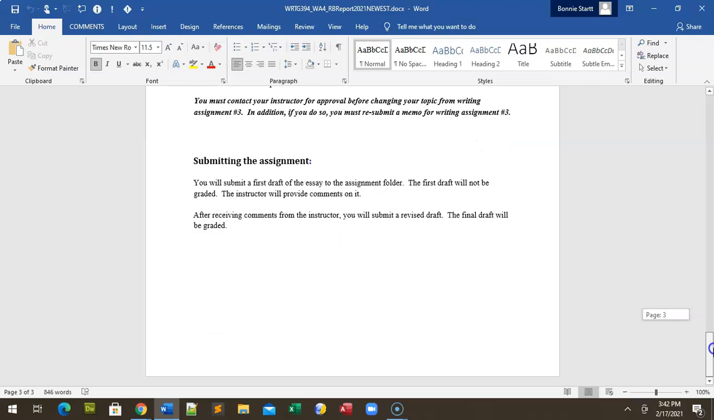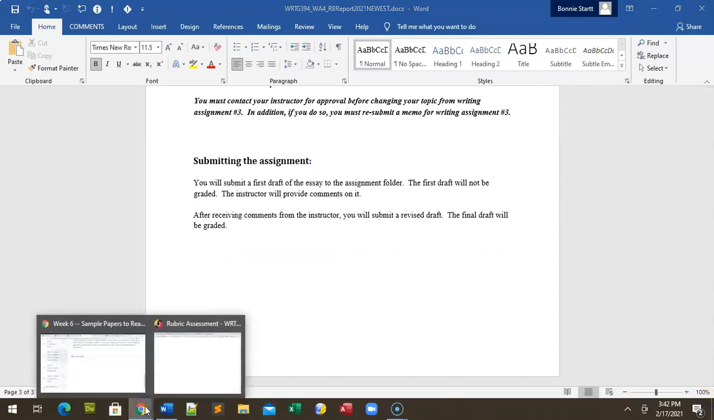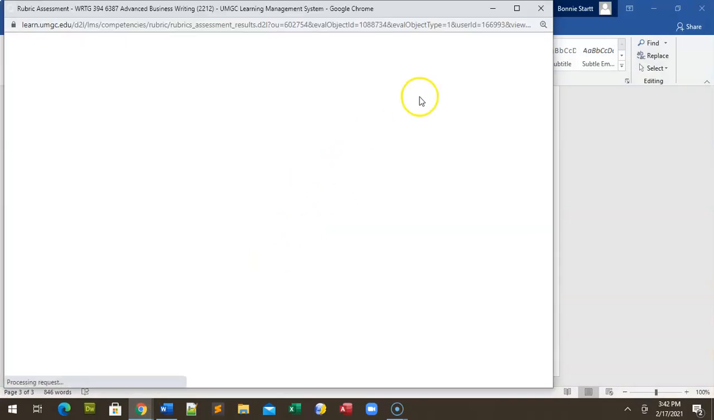The topics, we've already looked at them. Submit it. So like I say, get your first draft into me this week. Reminder, as with every week, let me have a quick look at this. This is the rubric assessment for your paper.